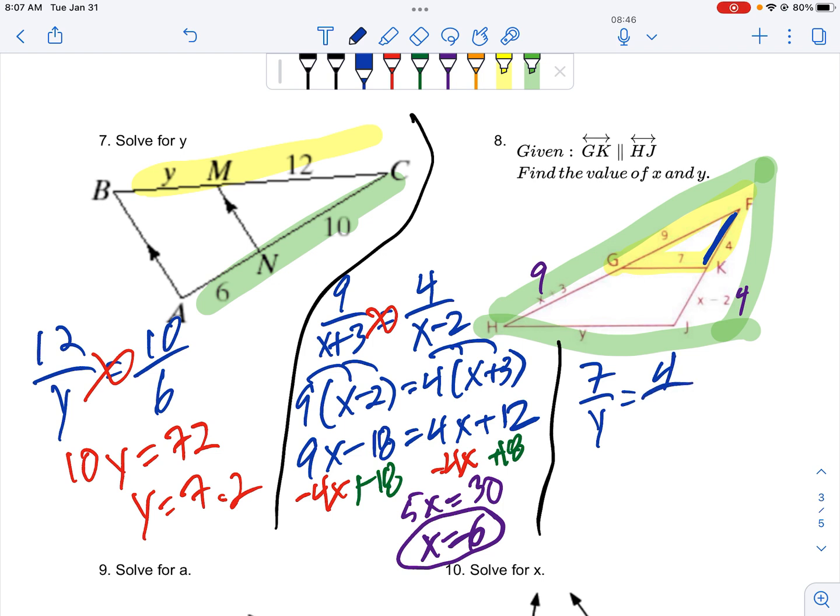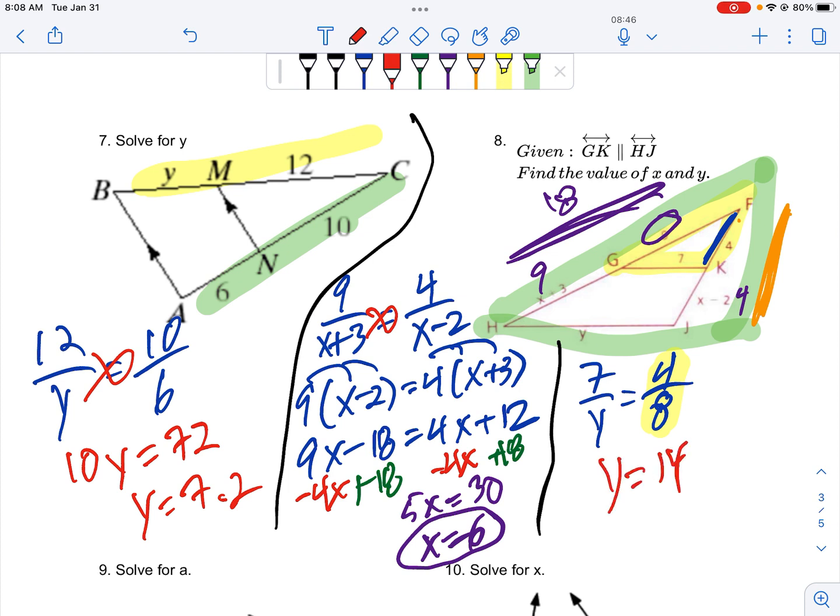Well, the 4 corresponds to this whole entire side. Not just the 4, but the whole thing, F to J. And that whole entire side has a length of 8. I could have also done 9 over 18 as well. Either way, I should recognize, hey, look at that ratio. 4 over 8 is a half, so y has to be 14.